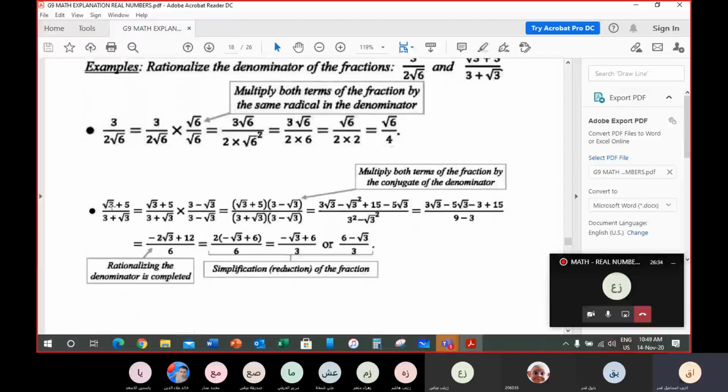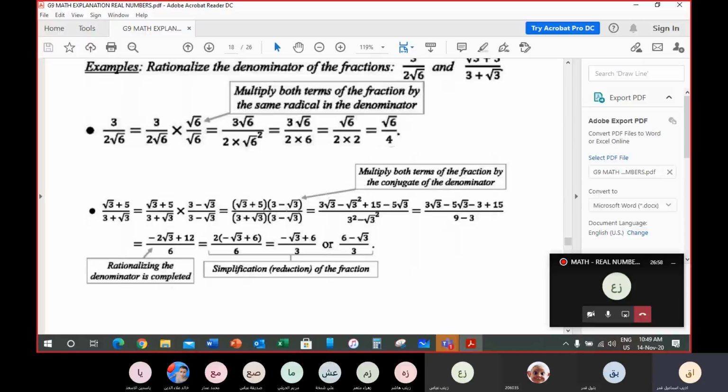The other example, radical 3 plus 5 over 3 plus radical 3. We multiply both terms of the fraction by the conjugate of the denominator. What's the conjugate of 3 plus radical 3? It is 3 minus radical 3. So we multiply the numerator and the denominator by 3 minus radical 3.